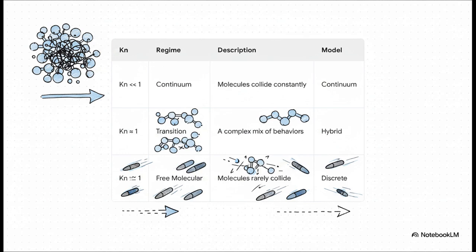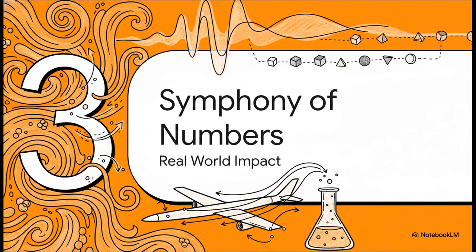And that bit in the middle, where the Knudsen number is about 1, that's the transition flow, and it's incredibly complex. Okay, so that's all the theory. But what does this actually mean out there in the real world? How does this choice really play out when we're trying to build something or understand how the universe works?